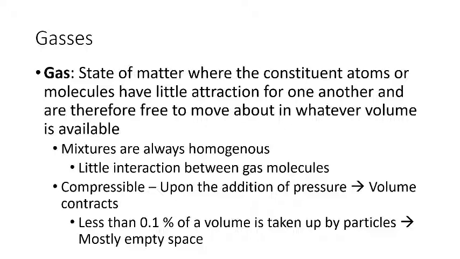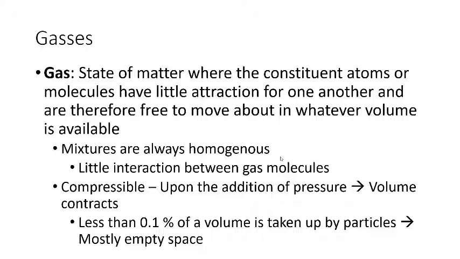So gas is a state of matter where the constituent atoms or molecules have little interaction with one another and are therefore free to move about in whatever volume is available. So mixtures of gases are always homogeneous, which means that you can't tell the difference between the different gas molecules. So if we see a gas here, we can't see it. Everything just looks like these tiny molecules that are all bouncing around that we can't see.